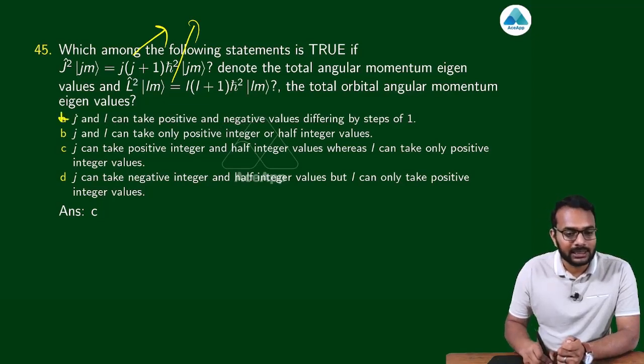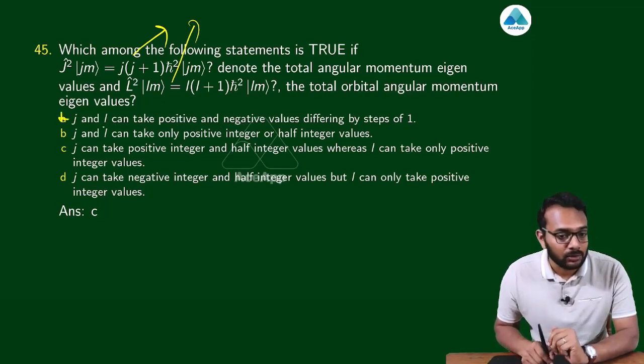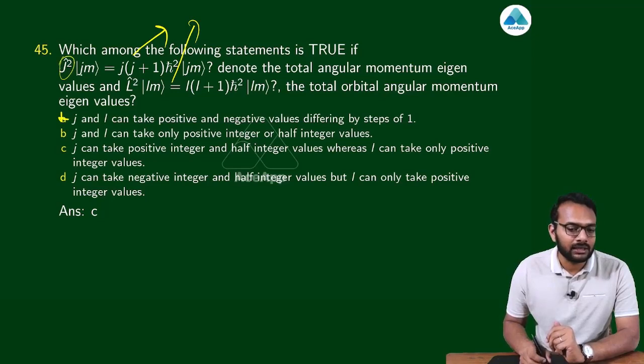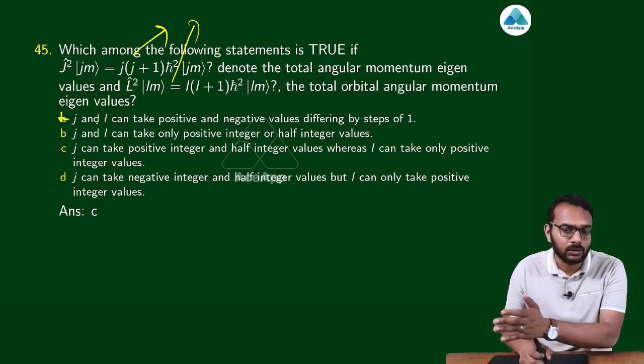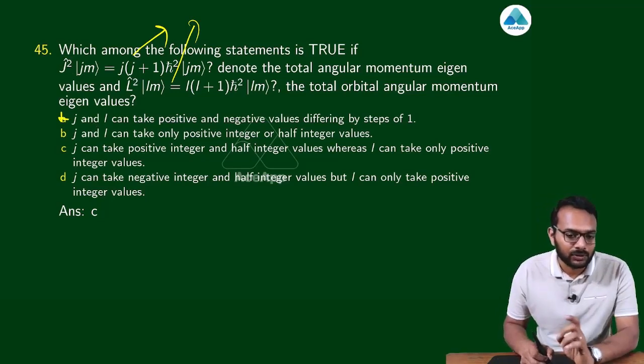This is wrong because J and L are always positive. Okay, J and L are always positive, because it is J square and eigenvalue. Right? So J and L are always positive or 0. It could be 0 or 1, 1 by 2, etc. For J, okay. So this is not true.